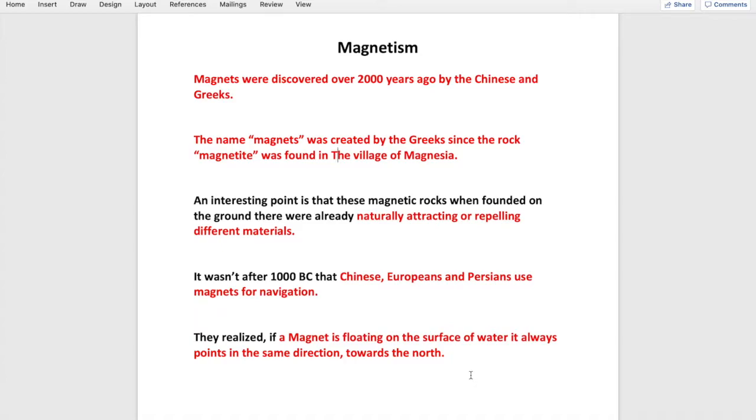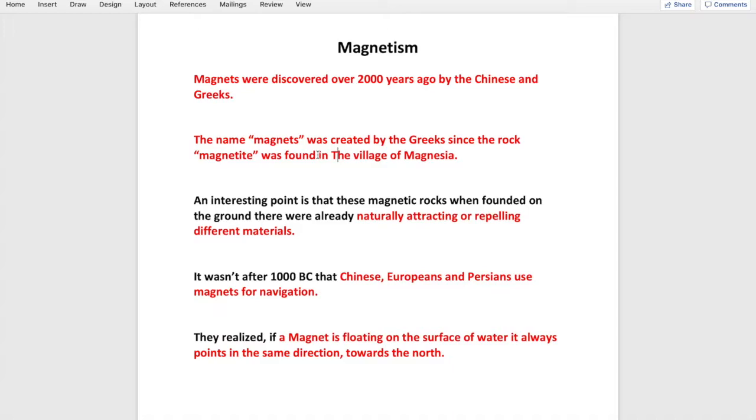Now, magnets were discovered over 2000 years ago by the Chinese and the Greeks. They didn't do it together, but they did it almost at the same time. That's why we say that they were discovered by the Chinese and also by the Greeks. But the name magnet, magnetism, was created by the Greeks, since a magnetic rock was found in the village of Magnesia.